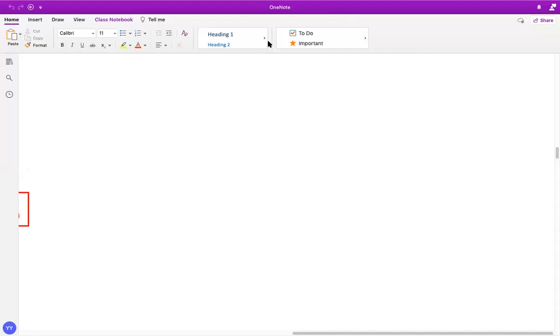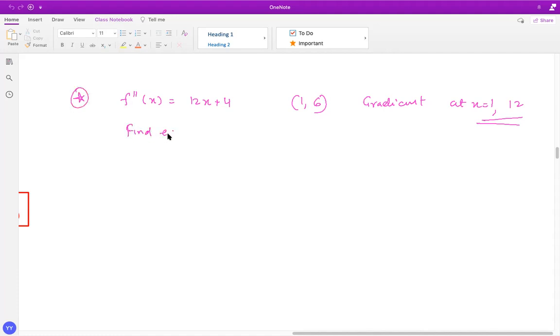So now let's take another example where your double derivative has been given to you. Let's say f double dash x has been given to you as 12x plus 4. It's given that it passes through the point 1 comma 6, and the gradient at x equals 1 has been specified as 12. So this has been given to you as a question and a condition, and the question is to find an expression for the derivative, so for dy by dx, and for the function.